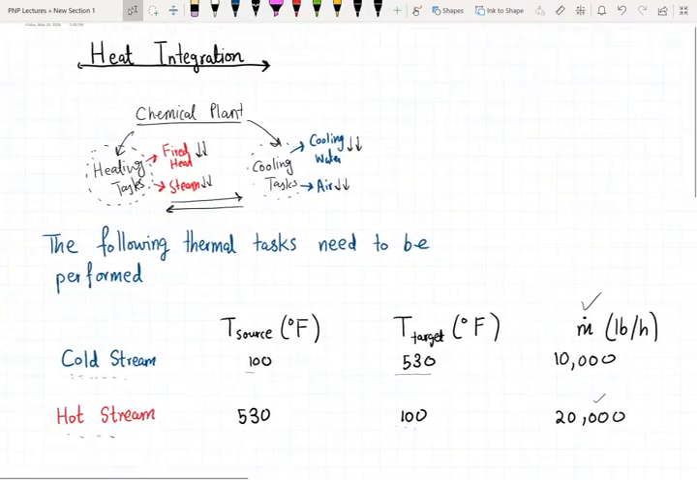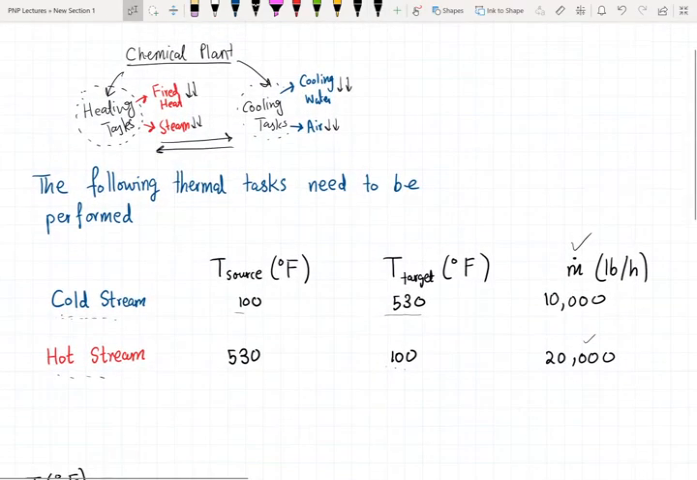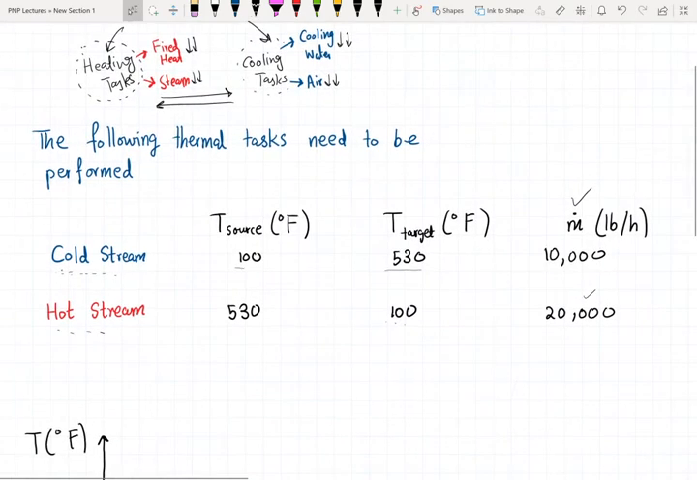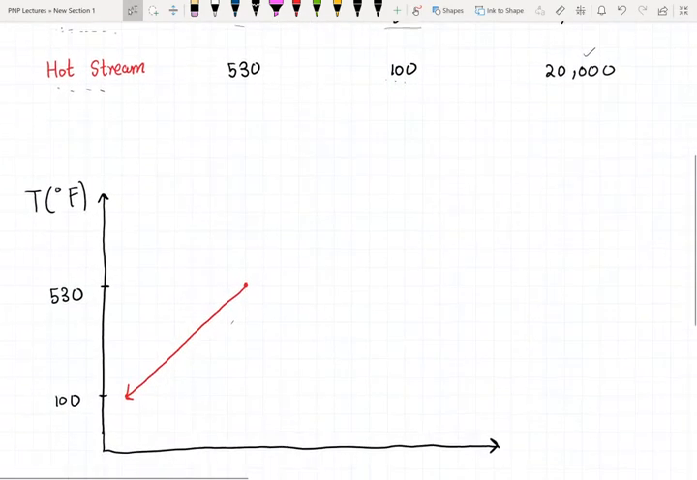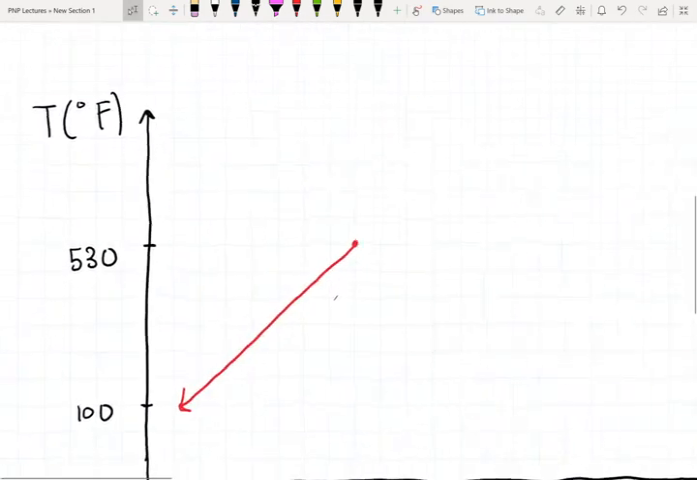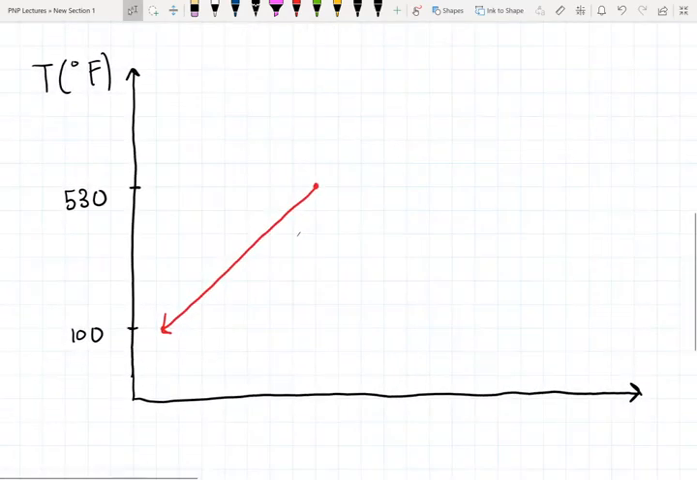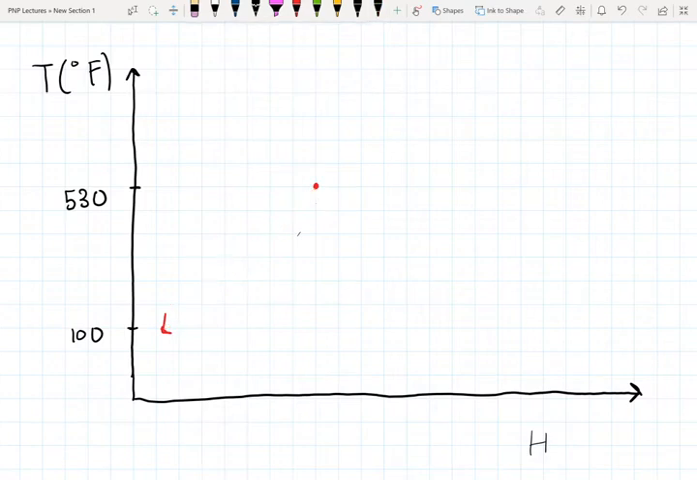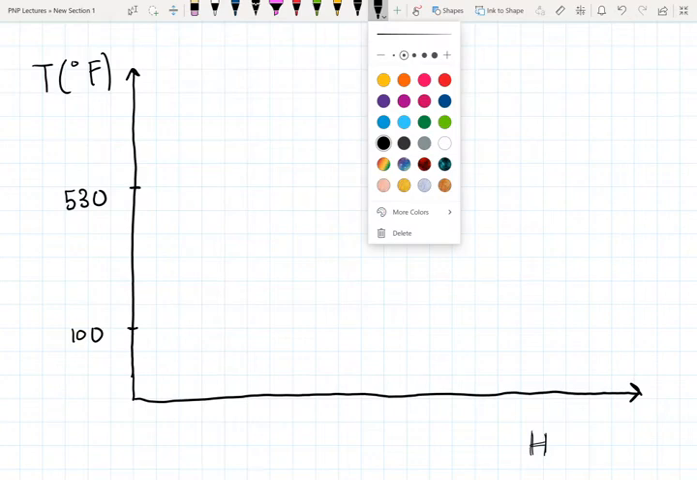Okay, so in order to better visualize how we're gonna tackle this problem, I have my temperature enthalpy graph here. Let me start this from the beginning so that we're all up to pace. So I have my temperature on the y-axis, and I have my enthalpy on the x-axis.